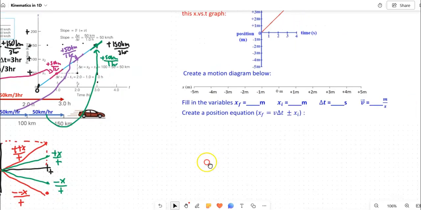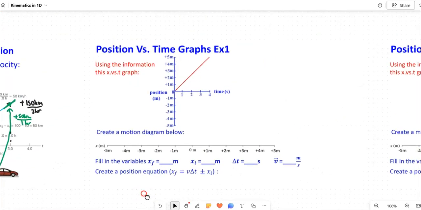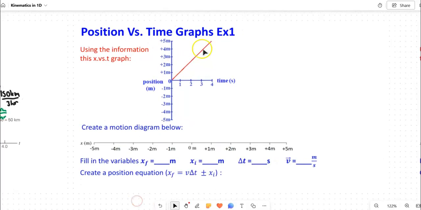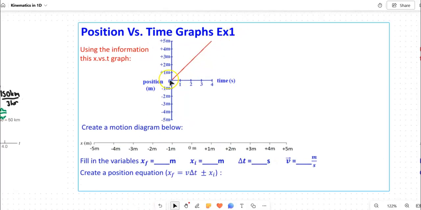Let's try something practical. This will make more sense, I think. Okay, so here's what I want to do. Here is a position versus time graph. These are positive positions by 1. So starting at 0, positive 1, positive 2, positive 3, positive 4, positive 5. To the left would be negative 1, negative 2, negative 3, negative 4, negative 5. And this time period is over a period of 4 seconds.